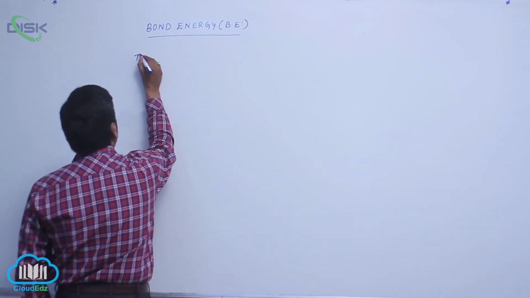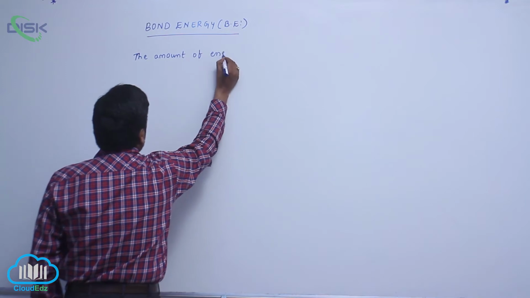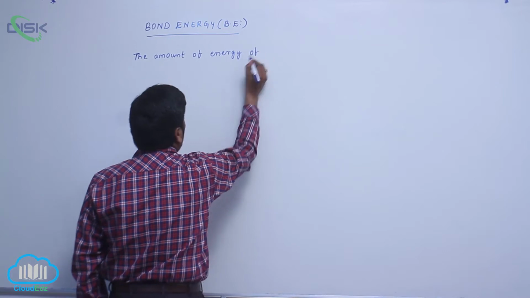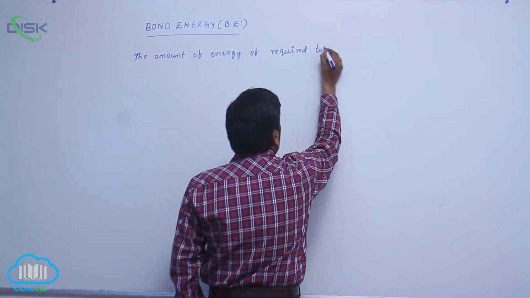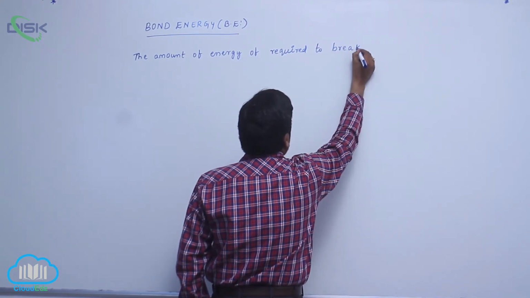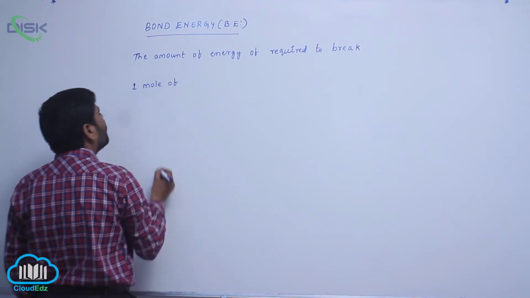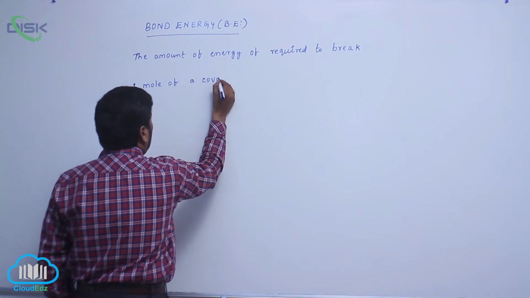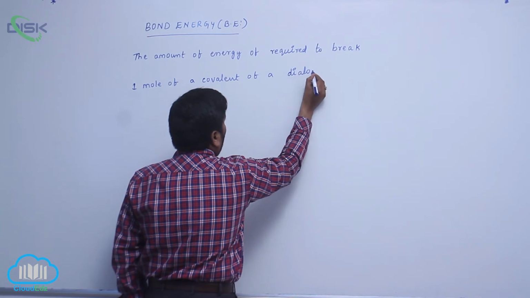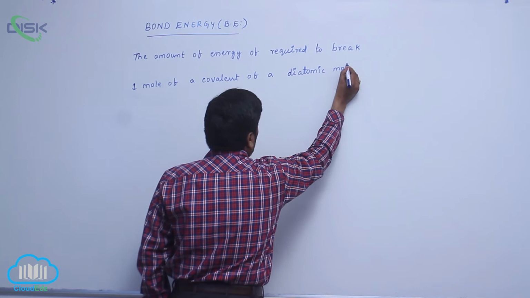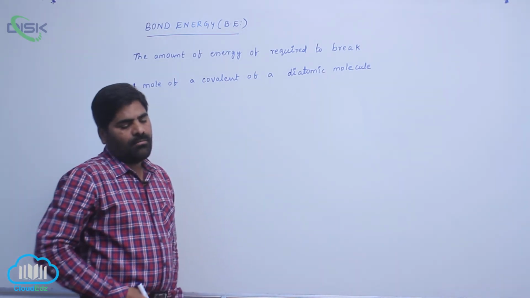The amount of energy required to break 1 mole of a covalent bond of a diatomic molecule is known as bond energy. Is known as what? Bond energy.